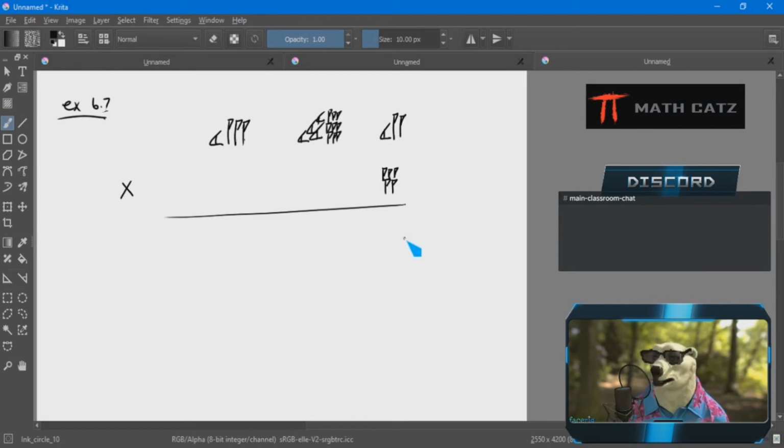Okay, let me just close my PDF here so I can see the chat.